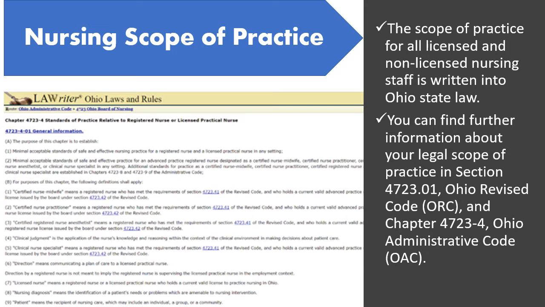We want to make sure that the things that we do are within our scope of practice, and we can find those things on the Ohio Board of Nursing website and also the Ohio Revised Code and the Ohio Administrative Code, because what we're allowed to do, what our license grants us to do, is actually written into state law.